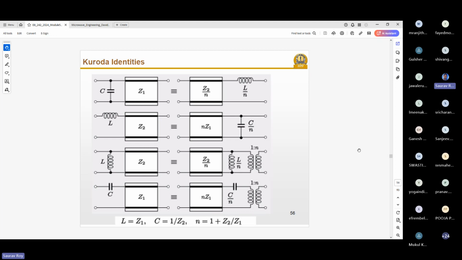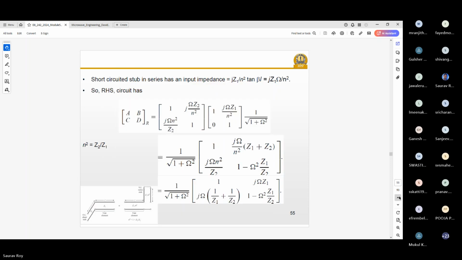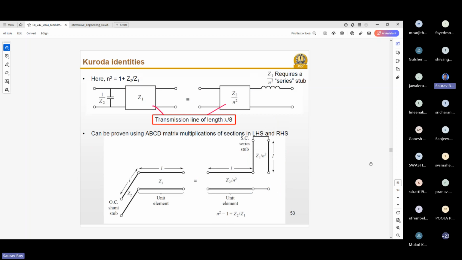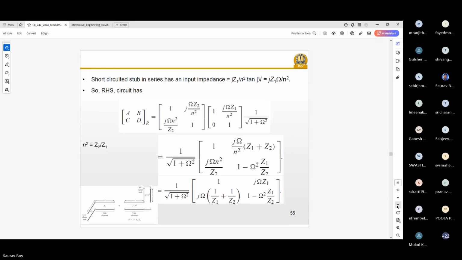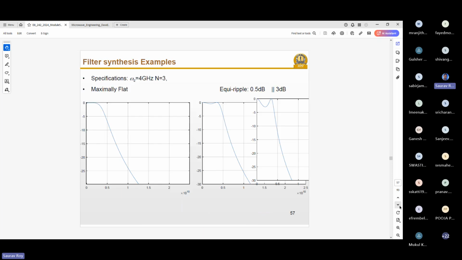So, do you have any question here? Is it clear? Is the Kuroda identity clear? Yes, okay. And these will be even more clear when you actually do the next design assignment. In theory it looks like okay, but not until you do it yourself. So that will be your next assignment.